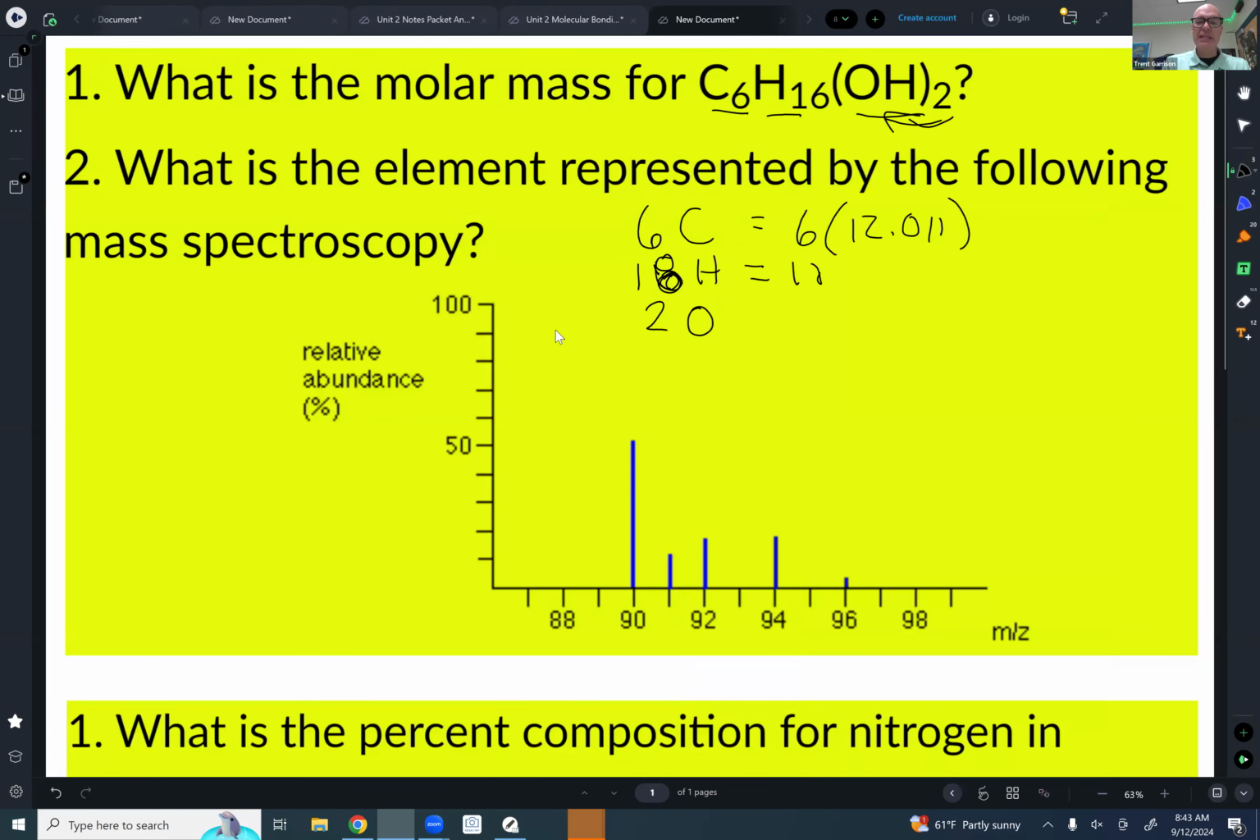So let's get all of that information put together into one molar mass. I'm going to have 18 times 1.0079, and I'm going to have 2 times 15.9994. That is not 20. That is 2 oxygens.